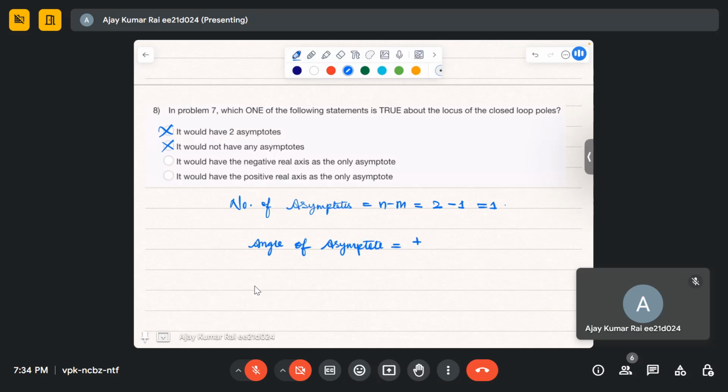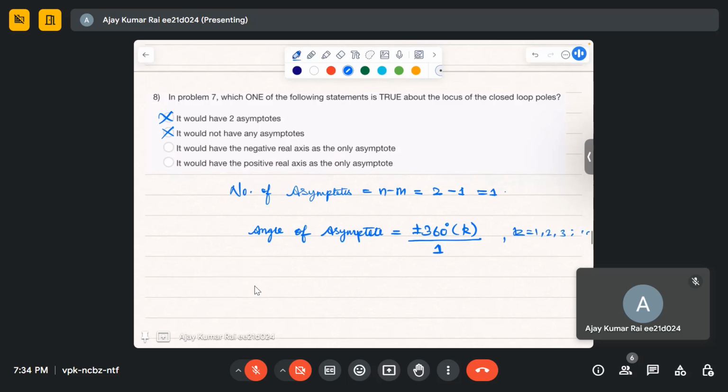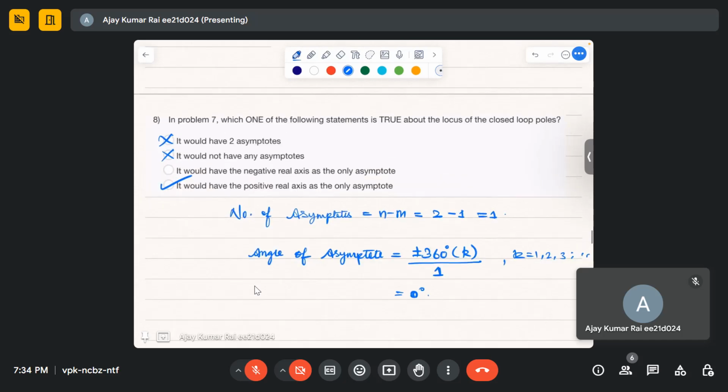So we are following step 2. N minus 1 is just 1. So you put just k equal to 0, you'll have 0 degree. So only one asymptote. So what can we say? It would have a positive real axis as the only asymptote. Very simple.